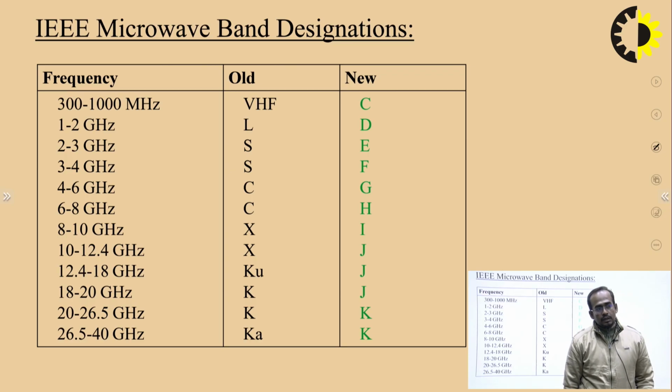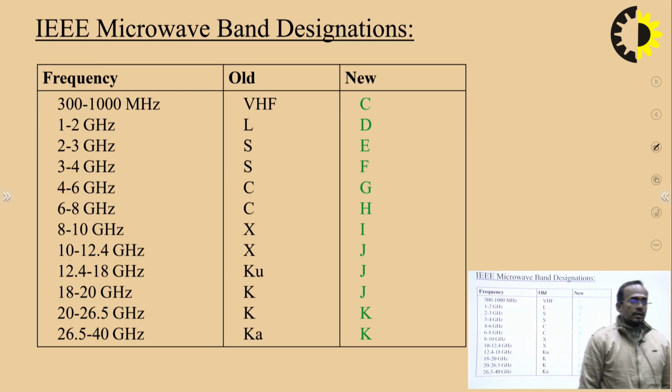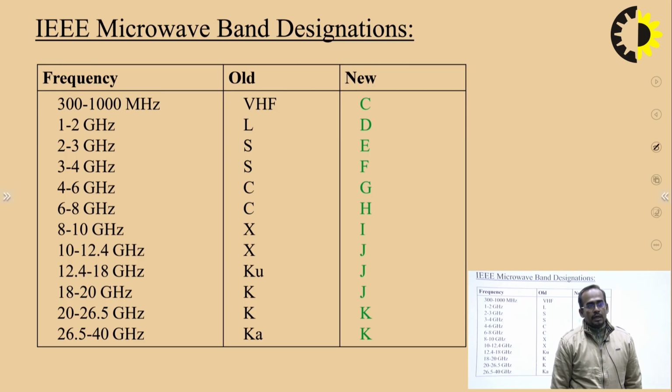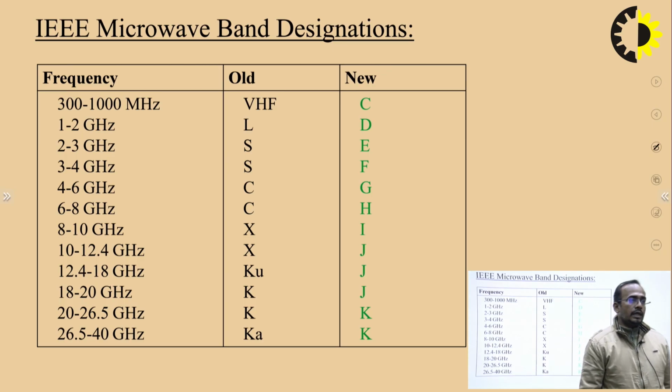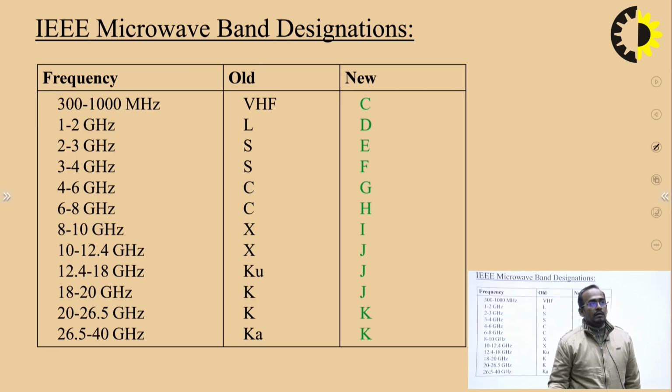So if I am using any device which is useful for microwave applications, then we should know the frequency range, which device is useful for which frequency range, and what the designated band is, as nominated by the IEEE.